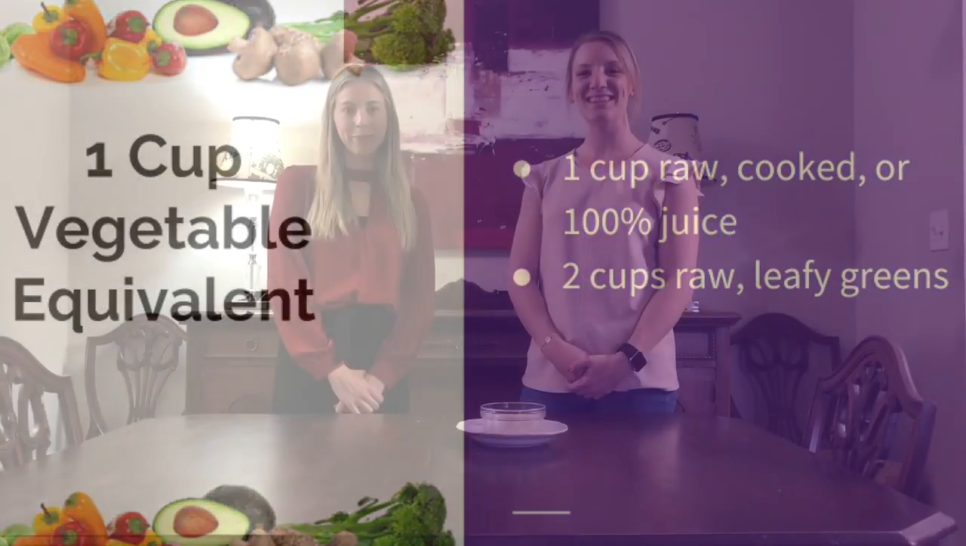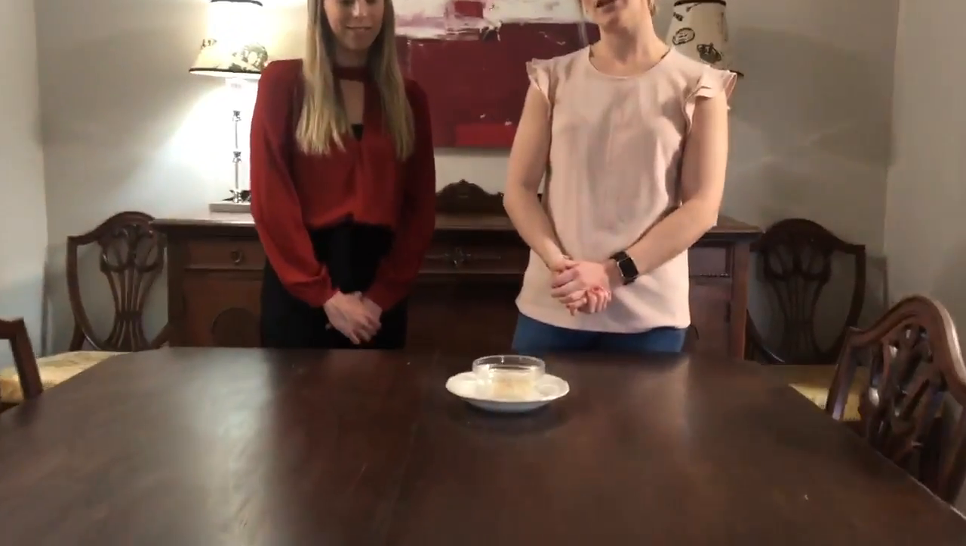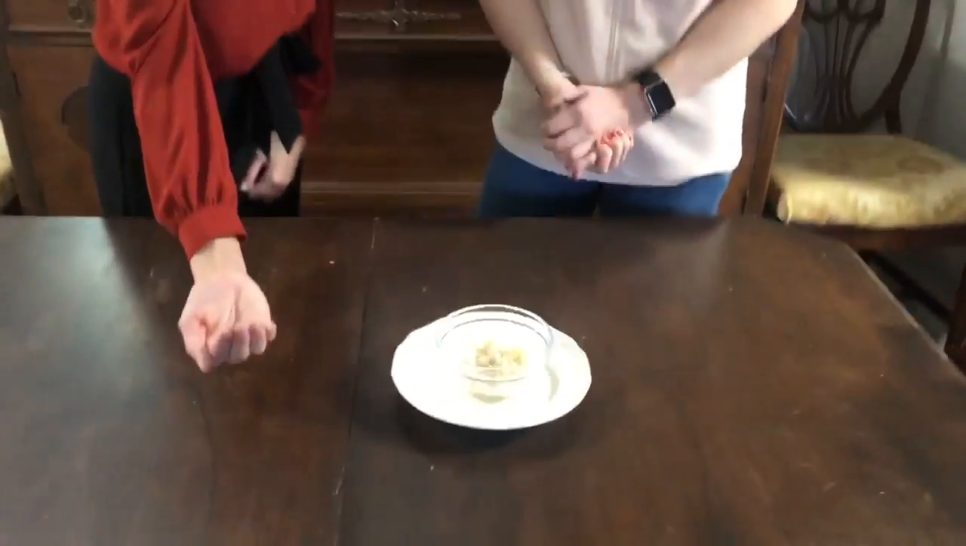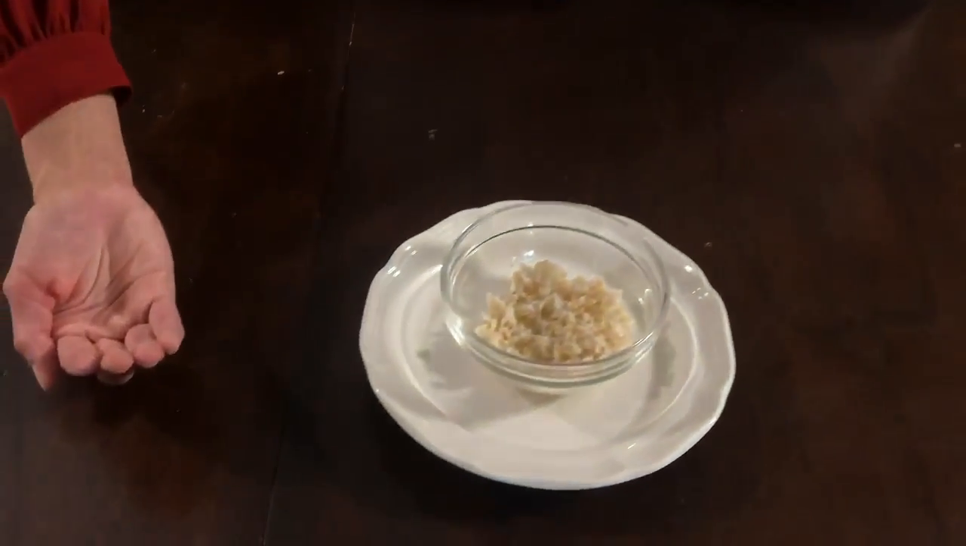The MyPlate guidelines recommend that you fill half your plate with whole grains. Instead of white rice, think of brown rice, or instead of white bread, think of wheat bread. The MyPlate guidelines also recommend that you consume 6 ounces of whole grains a day. So what does an ounce of whole grains look like? 1 ounce of cooked rice is the size of a handful.